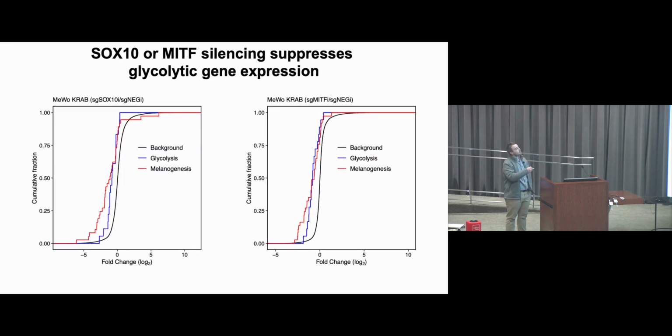And if we suppress SOX10 or MITF in the skin cells with CRISPR-I, we can see that melanogenesis genes go down. That's a nice positive control. So these are genes that are part of the specific organelle that only exist in melanocytes. But we see that glycolytic gene expression also decreases.